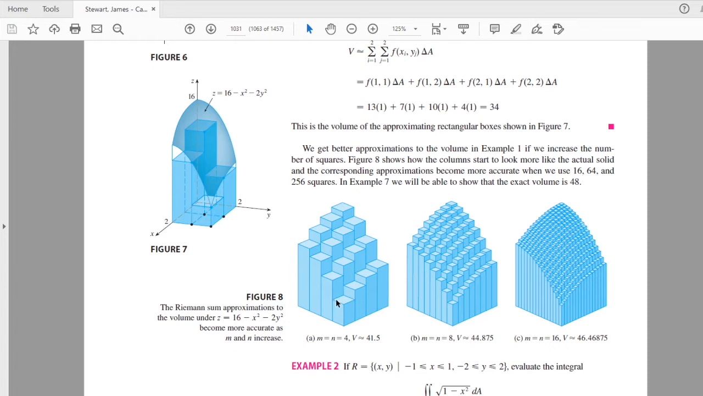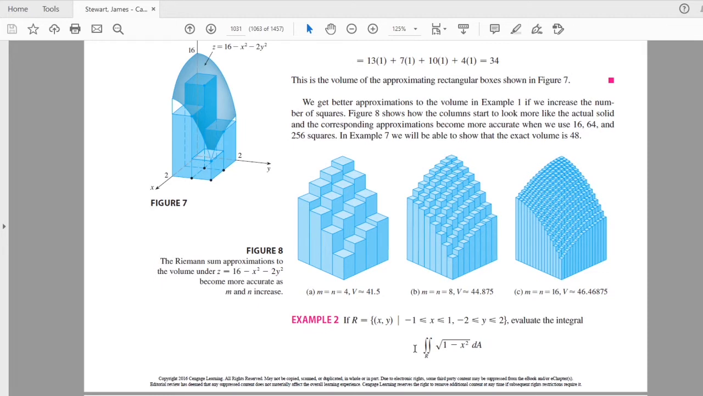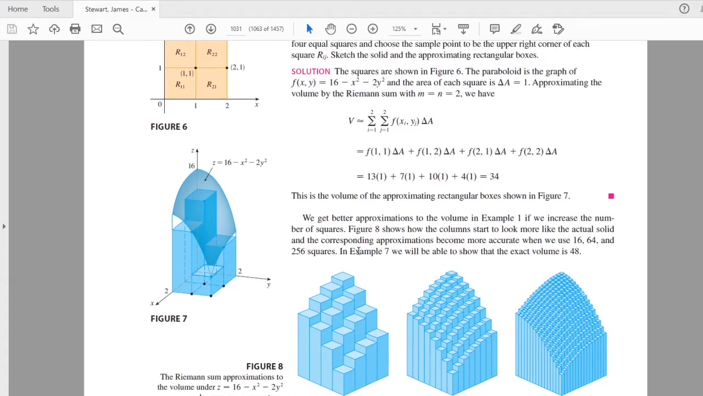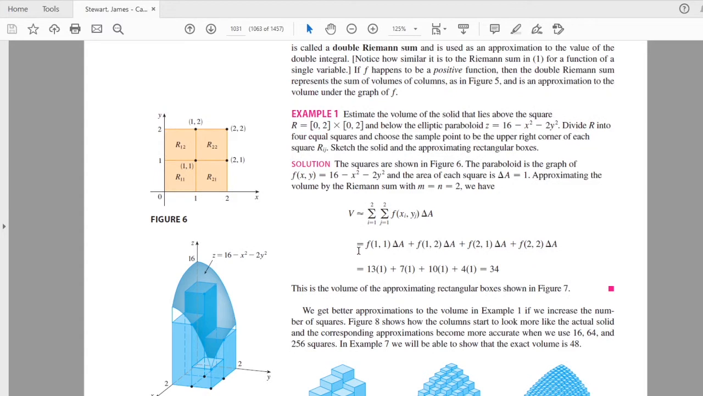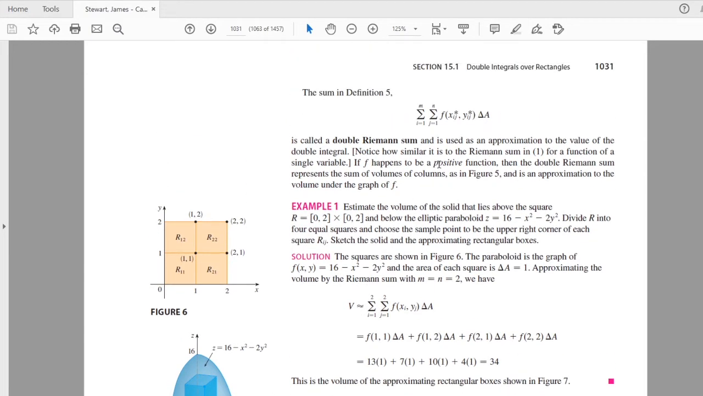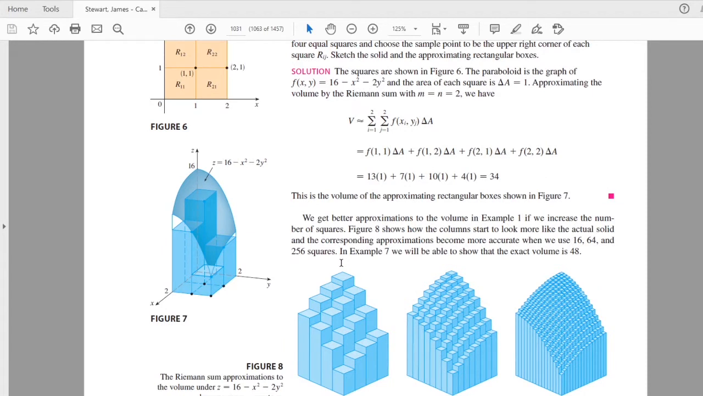So big fat rectangles, you sort of get an idea. I can make them smaller, and I keep making them smaller until I have a good approximation of the volume that we're dealing with. That ends up being the idea behind the definite integral as a double Riemann sum. I'm going to let you all read about that. It's not anything I'm going to test you on.